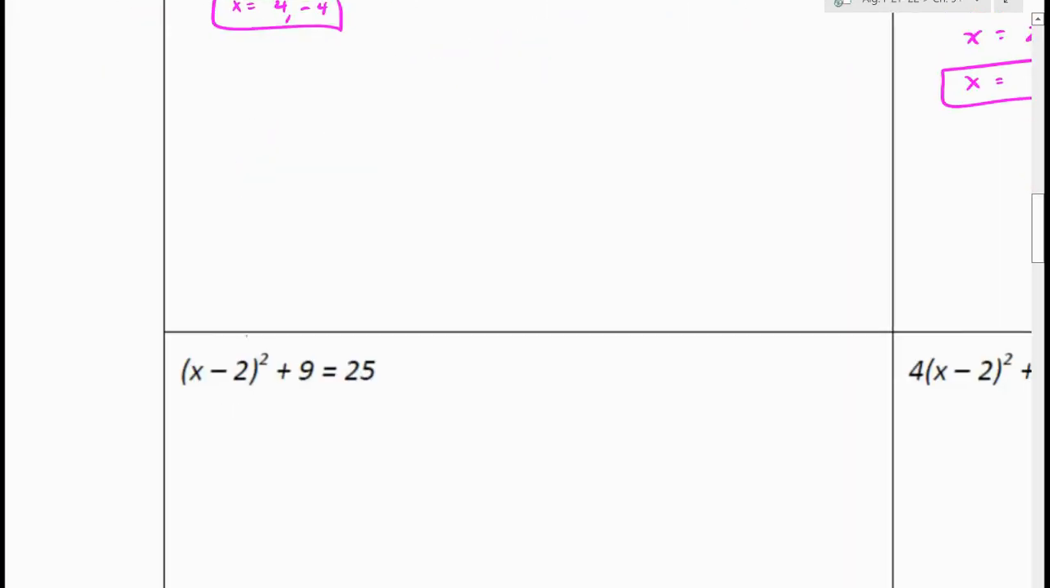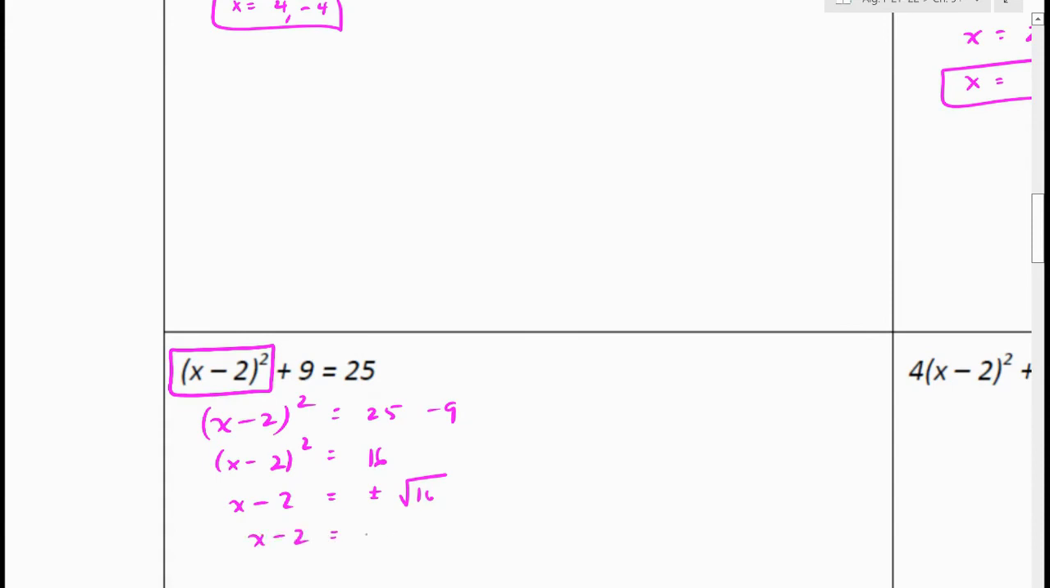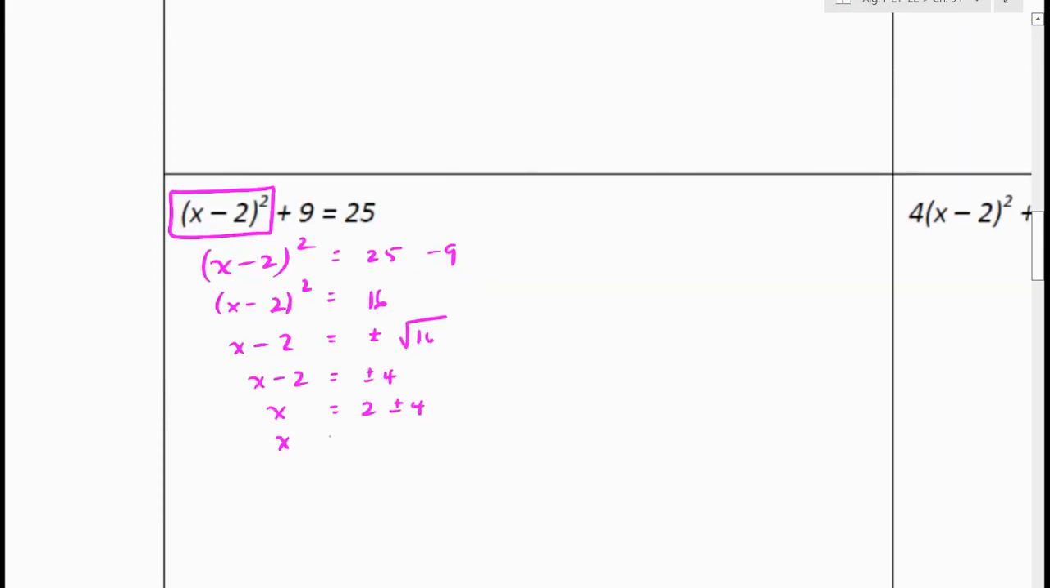All right, this one, remember, here's the term with the x in it. You want that whole term by itself first, so we've got to subtract 9 from both sides. And then can I square something and get a positive 16? Of course I can. The thing I squared was either the positive or negative principal square root of 16. And I'll move the negative 2 over here, make it positive 2. And I'll write down what that says to do. 2 plus 4 or 2 minus 4. So there's the 2 possibilities.